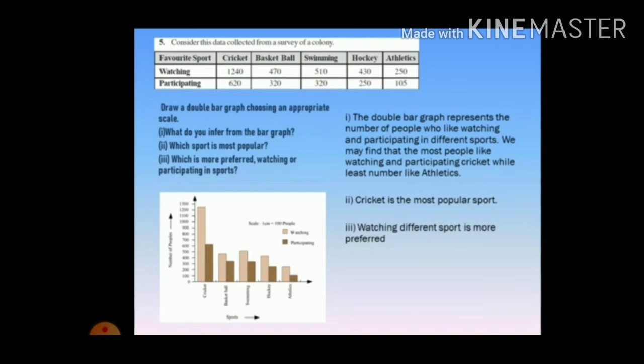So we have done questions 1, 2, 3 and 5 from your exercise, and the fourth and the sixth one you can try for yourself. You can cross-check the answers from the PDF.